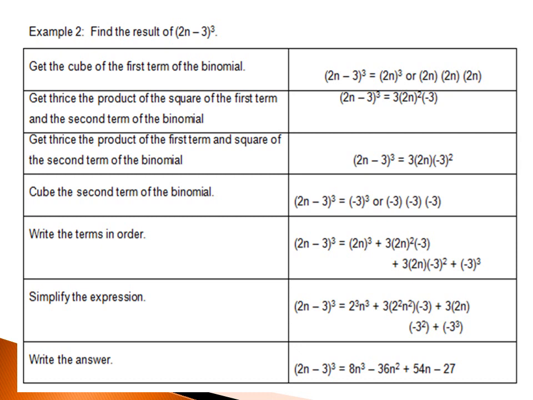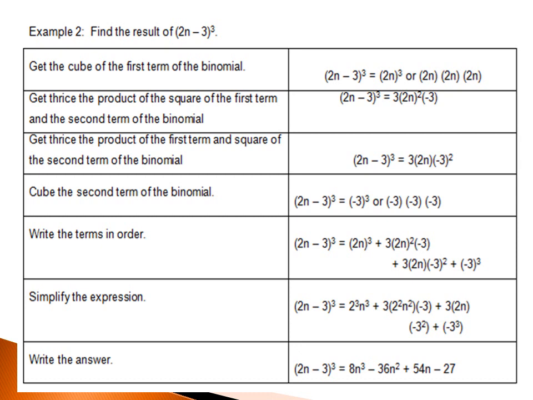Then, get thrice the product of the first term and square of the second term of the binomial. We have 3 times 2n times negative 3 squared. Lastly, cube the second term of the binomial. We have negative 3 cube or negative 3 times negative 3 times negative 3. Write the terms in order, then simplify the expression.